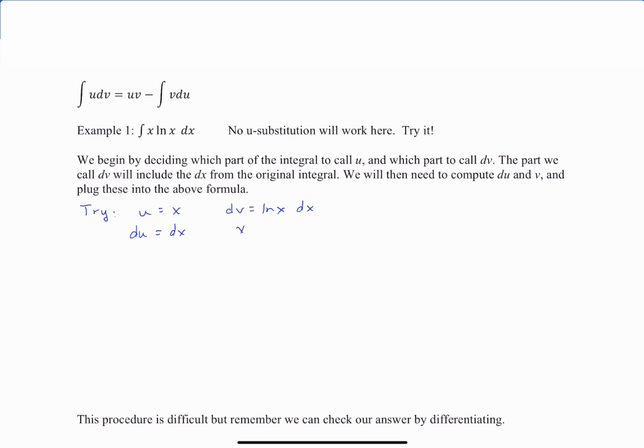V, though, is trickier. V would be the integral of dv, which would be the integral of ln of x dx. And the problem is, we don't have a formula for this. In other words, we don't know the antiderivative of ln of x. That means we cannot use this choice of u and dv. We'd be stuck at this point. So we try again.